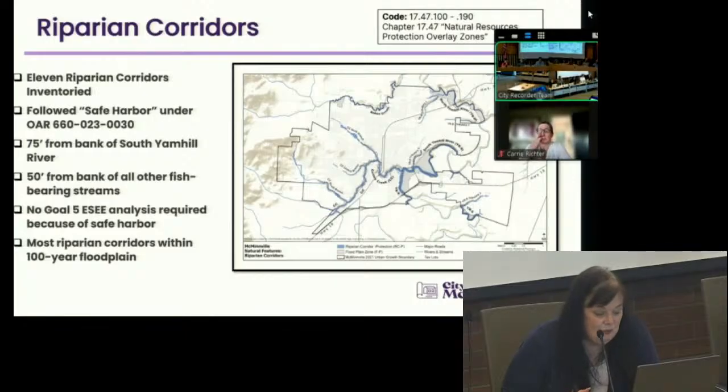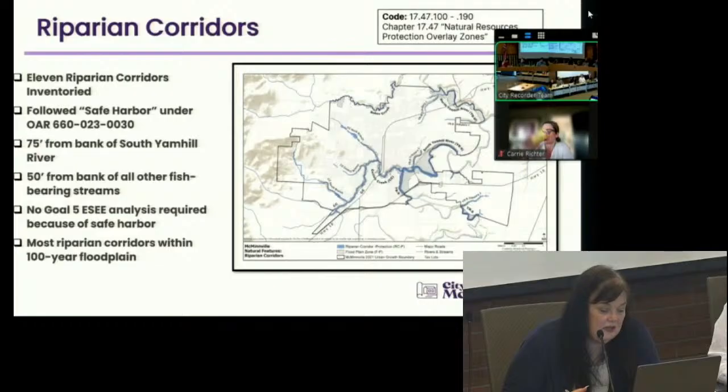We're going to say we're protecting them by creating this zone that is 75 feet from the bank of the South Yamhill River, based on that classification of that river, and 50 feet from the bank of all other fish-bearing streams as identified by this database. That way, we don't have to do a Goal 5 ESEE analysis for that safe harbor.